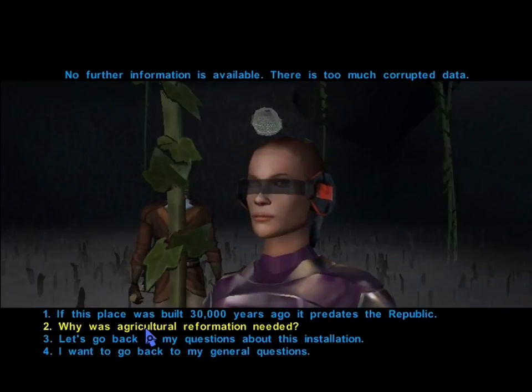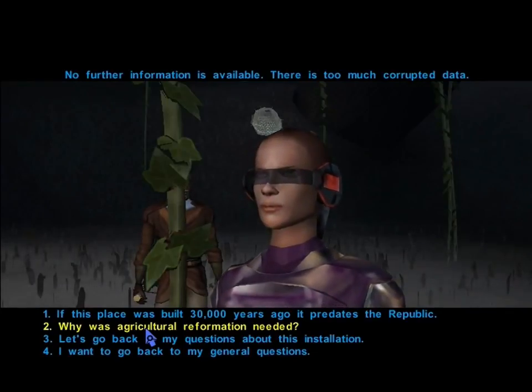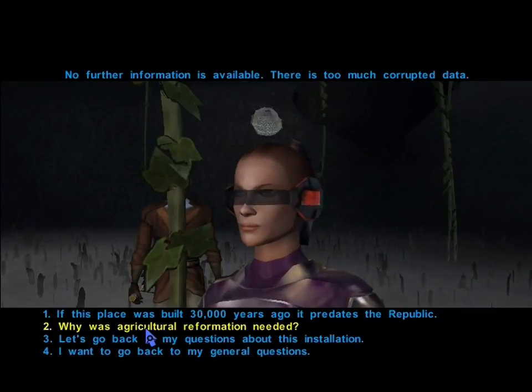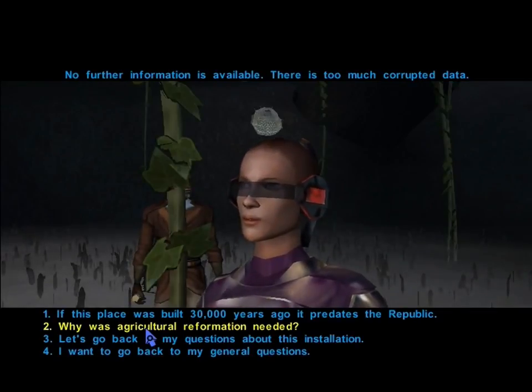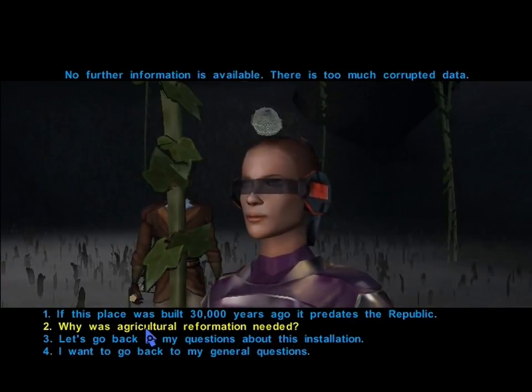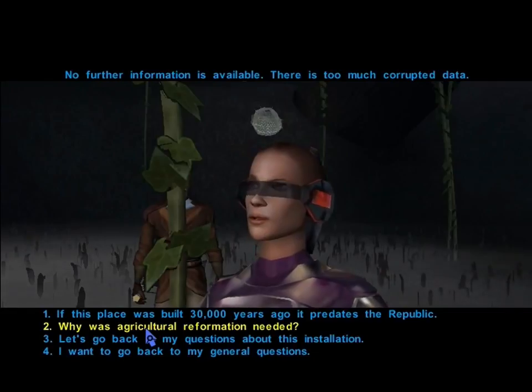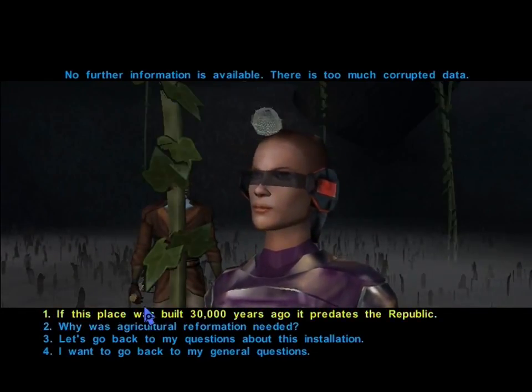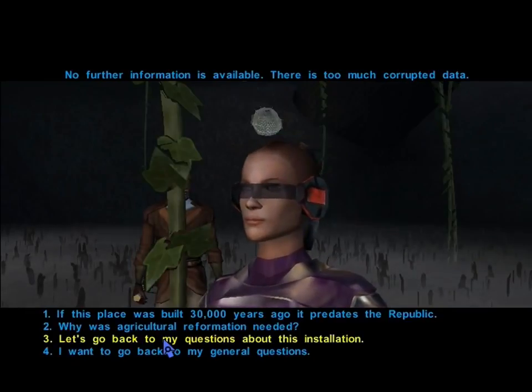That would explain why the Wookiees are primal yet technological. Their evolution has been sped up to include higher technologies, but because of the acceleration, there's still quite a lot of throwback to the more primal aspects. Let's go back to my questions about this installation.